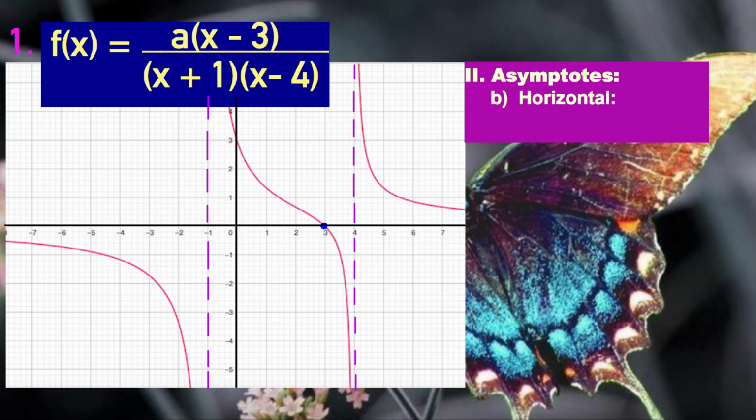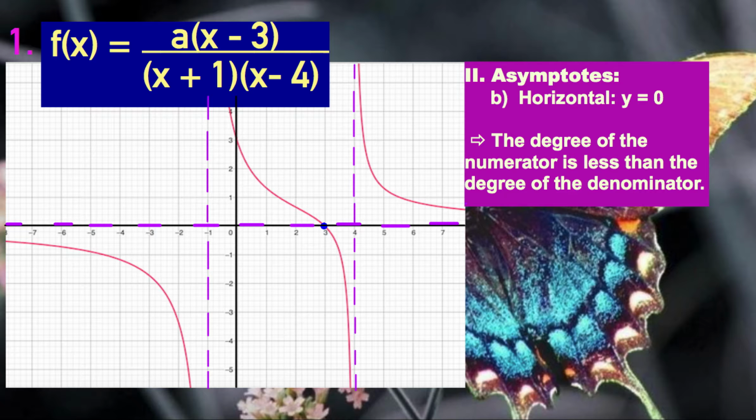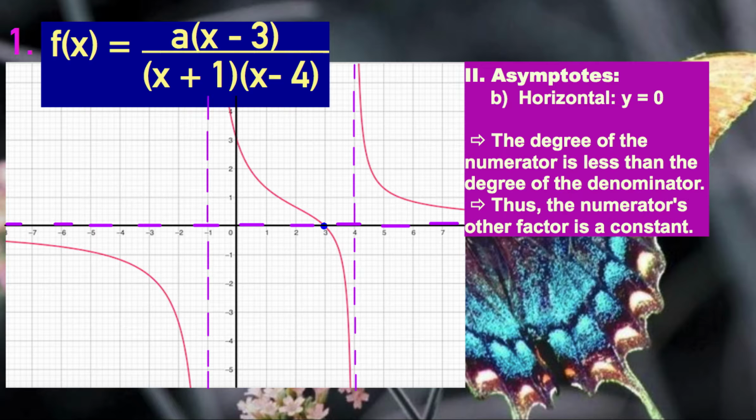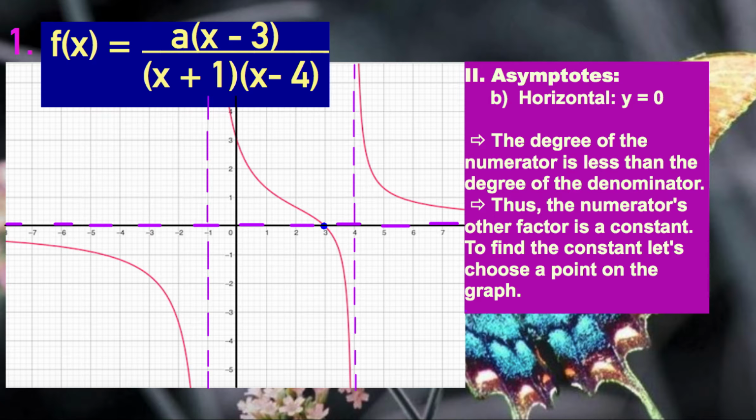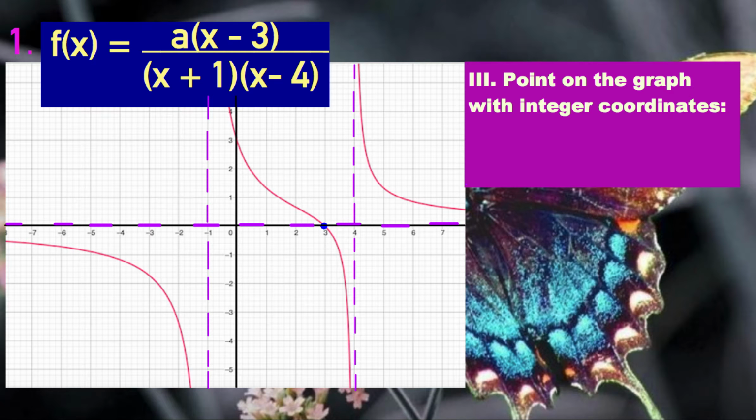B. Horizontal. y equals 0. Thus, the degree of the numerator is less than the degree of the denominator. Thus, the numerator's other factor is a constant. To find the constant, let's choose a point on this graph. A point on the graph with integer coordinates.